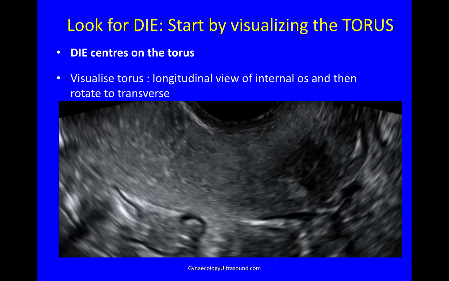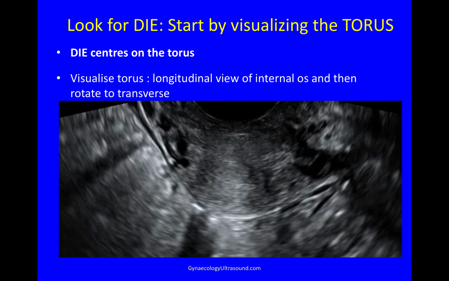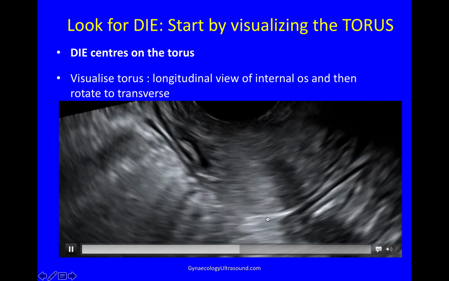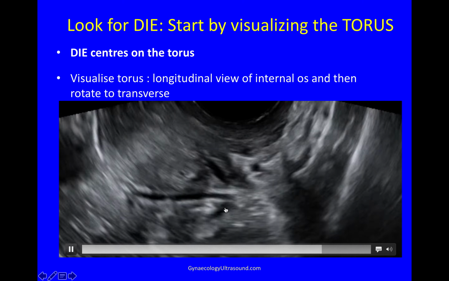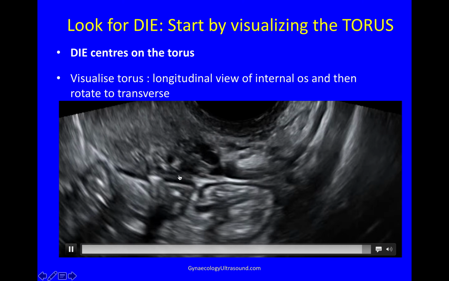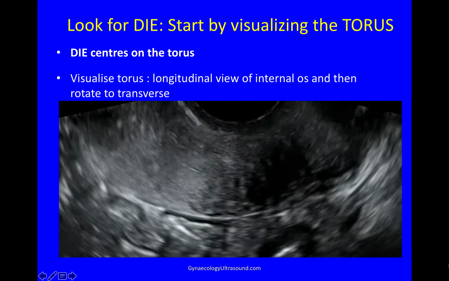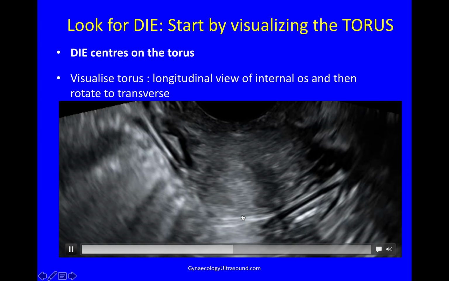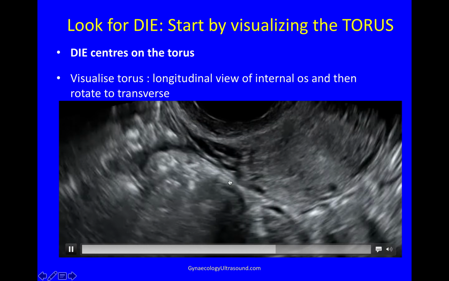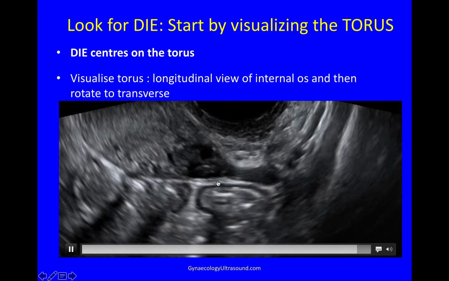So this is the view in the longitudinal plane, going from one side to another. Now I'm rotating to the transverse plane. This is the torus, this is the right uterosacral ligament, and this is the left uterosacral ligament, just there. So rotate on the torus, go from longitudinal to transverse. I've got torus at the back, and I've got the right uterosacral ligament just there, and the left uterosacral ligament just there.